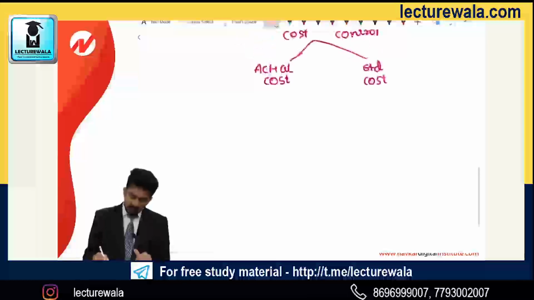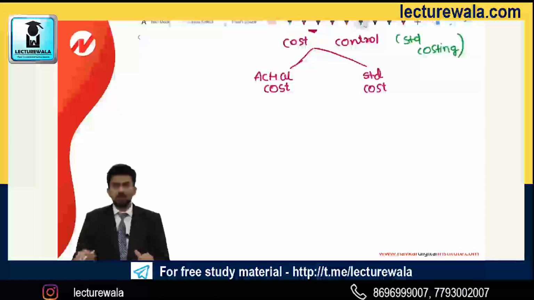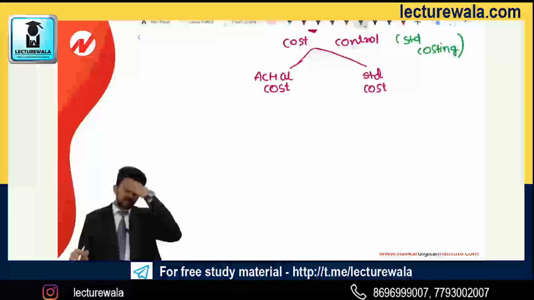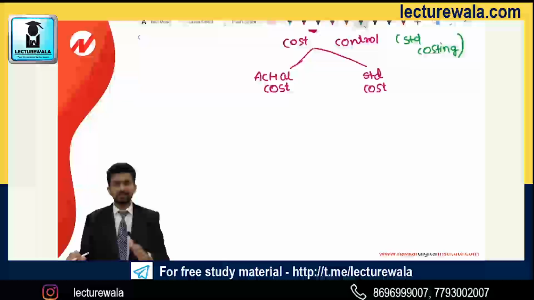So, simply speaking, this is standard costing. The chapter is known as standard costing. A few are basic variances, a few are advanced, and that's why the name of this chapter is advanced variances. But if I say standard costing out of habit, you need to understand that I'm talking about this chapter only, right? So standard costing is nothing but this.